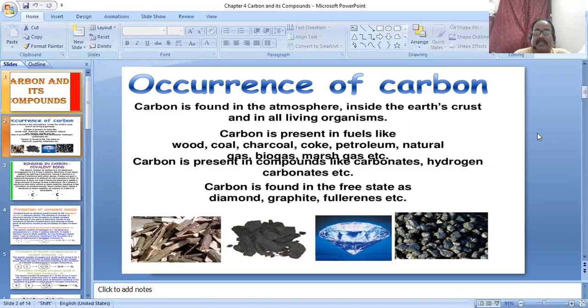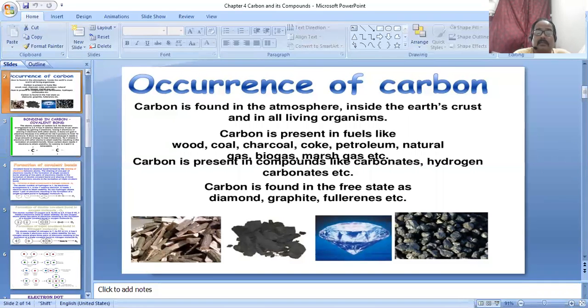Carbon is also present in fuels like wood, coal, charcoal, coke, petroleum, natural gas, biogas, marsh gas. And carbon is present in compounds like carbonates and hydrogen carbonates. And carbon is found in the free state as diamond, graphite, fullerenes.